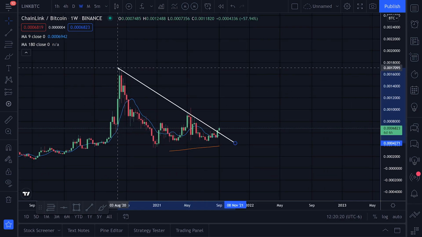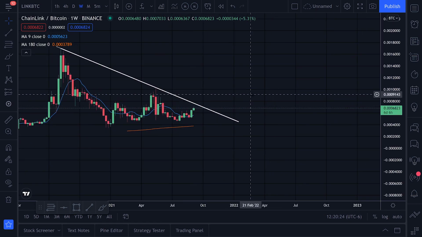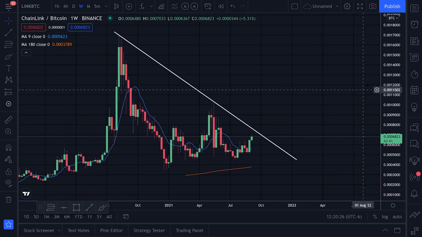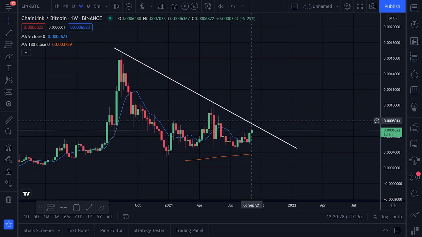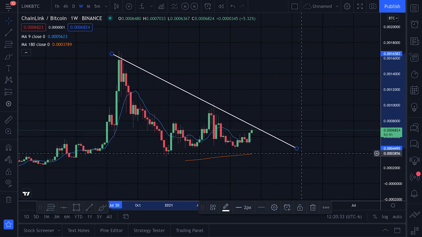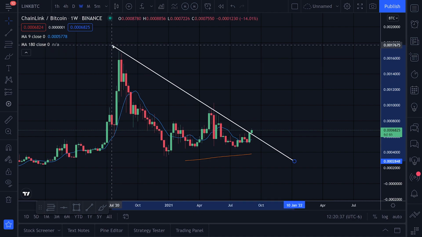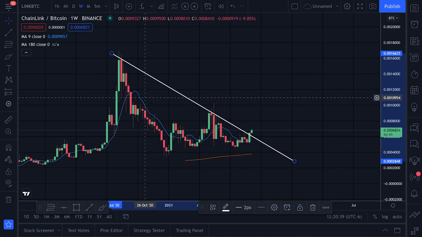If we use the wicks, then it's a little different story. We haven't broken out on the wicks yet. So technically, we would use the wicks, I guess. But if you want to use the bodies, this is a good signal that we might actually go up and break the wicks. That's my opinion. This is the weekly time frame.